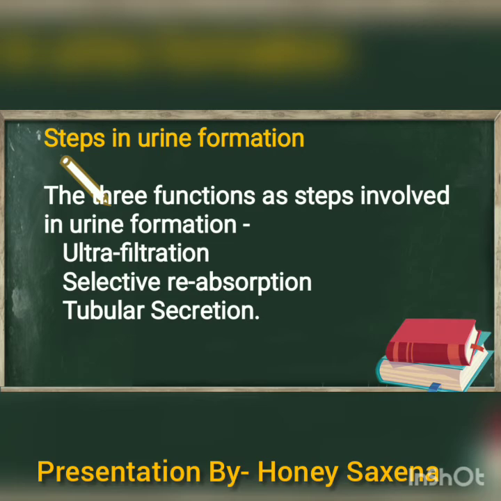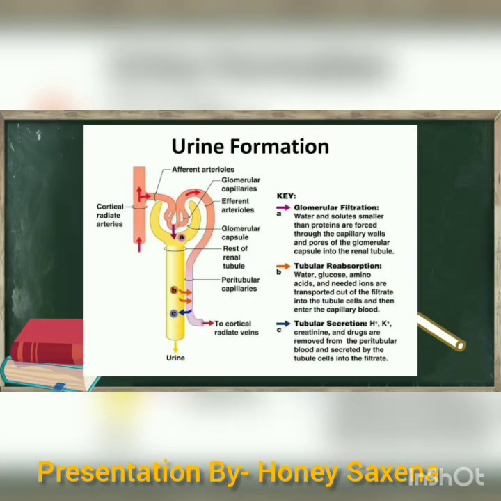So reabsorption takes place in the second step, that is selective reabsorption. And tubular secretion is a tube-like structure where some ions like ammonia, potassium ions maintain the neutrality. So now let's see its diagram to understand it more clearly. So urine formation takes place with the help of three steps, that is ultrafiltration.